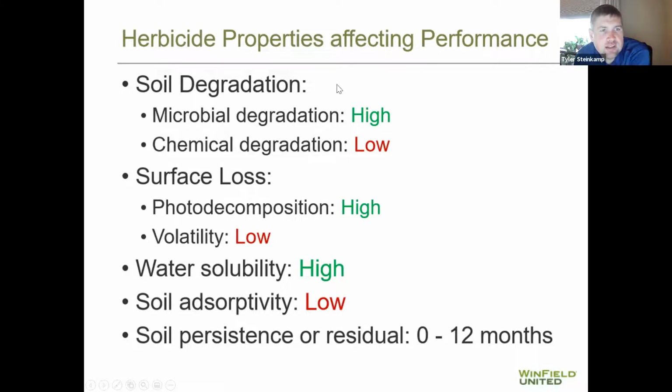So understand that these can change by active ingredient, but in general, microbial degradation is very high, and water solubility is fairly high as well. Also, quite a few of these can be sensitive to photodegradation as well. Some of them can, some of them aren't. And so some of them have some soil activity, some of them don't. Okay. Also, soil persistence, 0 to 12 months. However, things like FlexStar, for example, can last a lot longer.